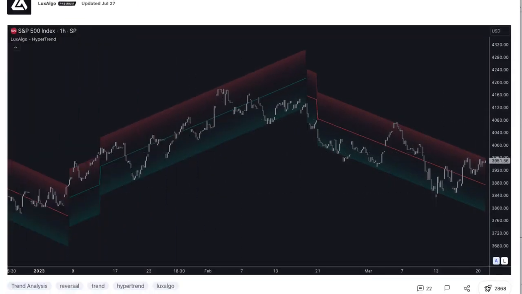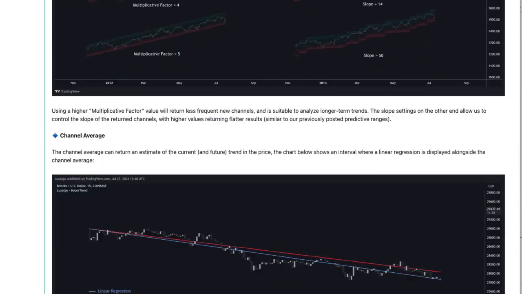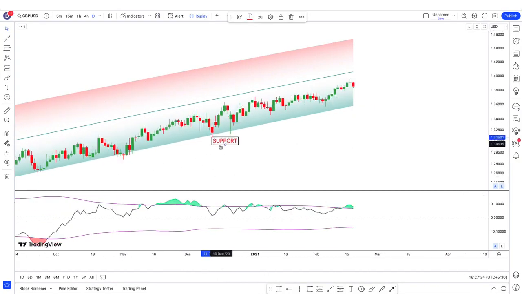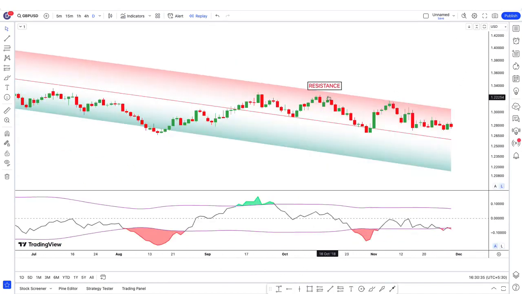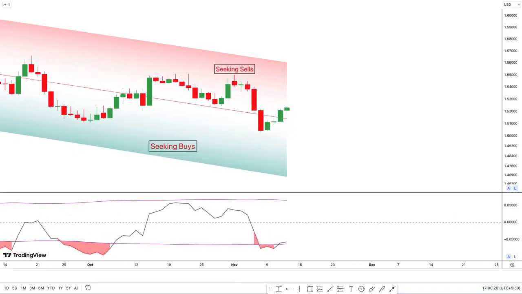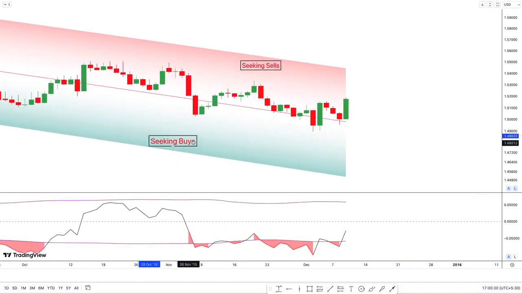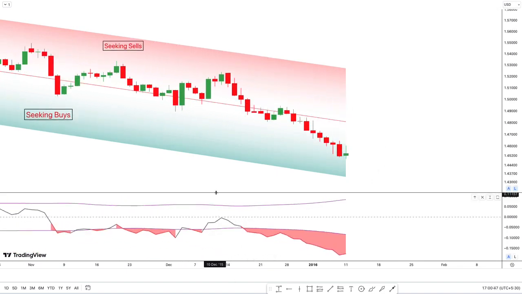The Hypertrend indicator offers a real-time estimation of the underlying linear trend within the price movements. Support and resistance levels are derived from this estimation, presenting potential trading opportunities within the overarching trend. The slope of the hypertrend can be used to understand the direction of the trend along with its position above and below the midline, helping to determine whether we are looking at buying or selling opportunities.